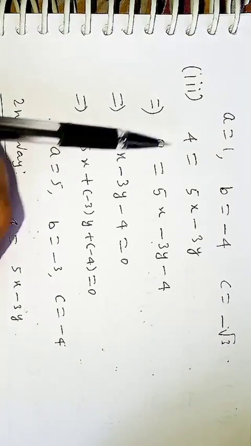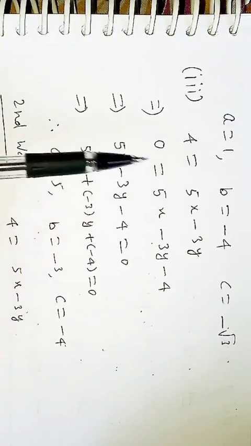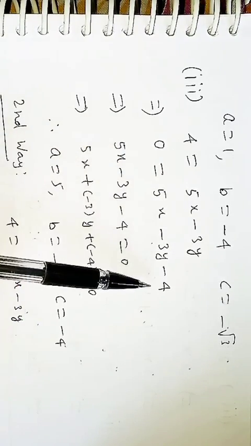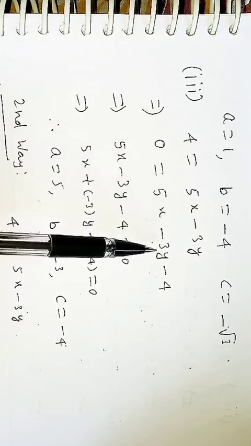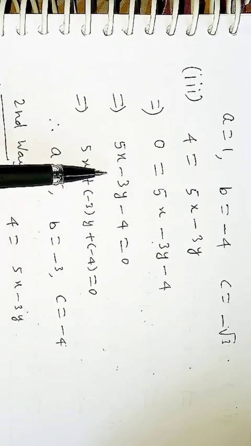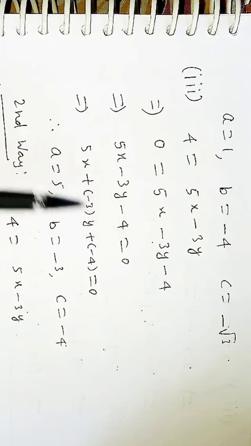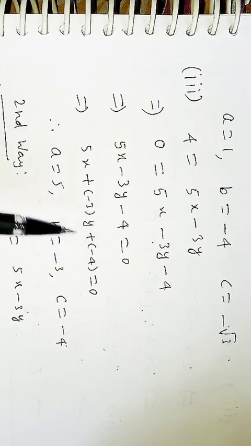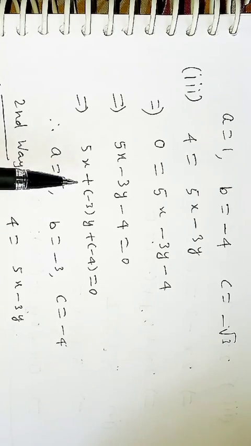Now third one, 4 is equal to 5x minus 3y. This can be written as 0 is equal to 5x minus 3y minus 4. We transfer 4 to the RHS. Now this can be written as 5x minus 3y minus 4 is equal to 0. This implies that 5x plus minus 3y plus minus 4 is equal to 0. On comparing it with ax plus by plus c is equal to 0, we have a is equal to 5, b is equal to minus 3 and c is equal to minus 4.